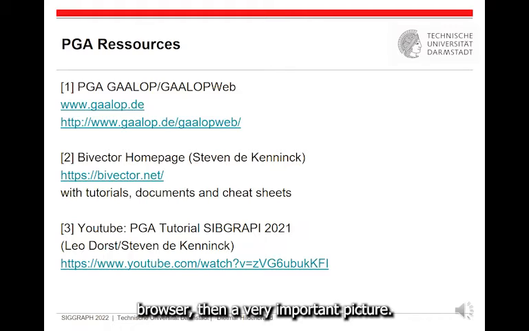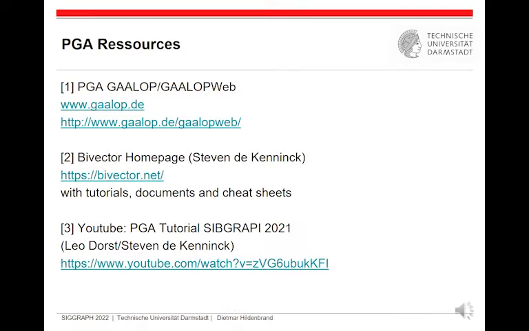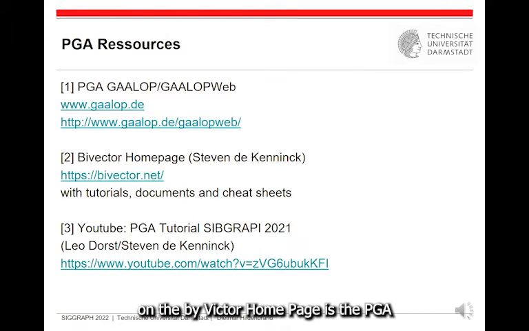Then a very important PGA resource is the bivector homepage maintained by Steven de Keninck. It includes many tutorials, documents, and cheat sheets and so on. And also one very interesting resource that you can also find on the bivector homepage is the PGA tutorial of Leo Dorst and Steven de Keninck from the SIGGRAPH conference last year, which you can also find on YouTube.